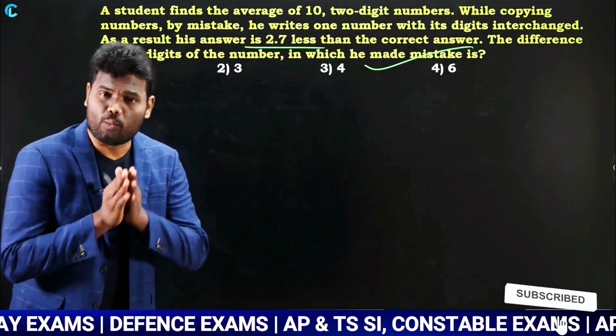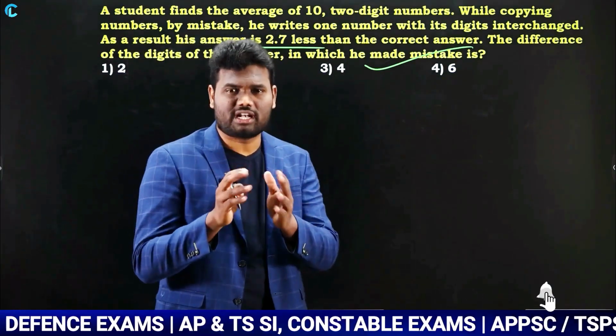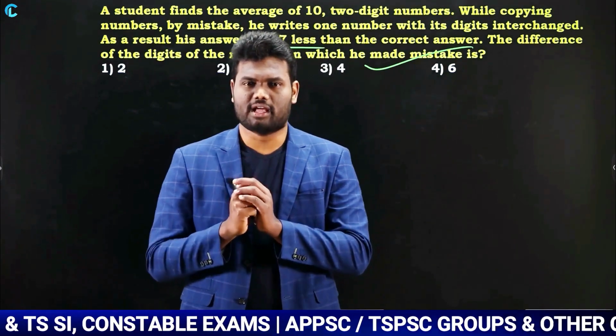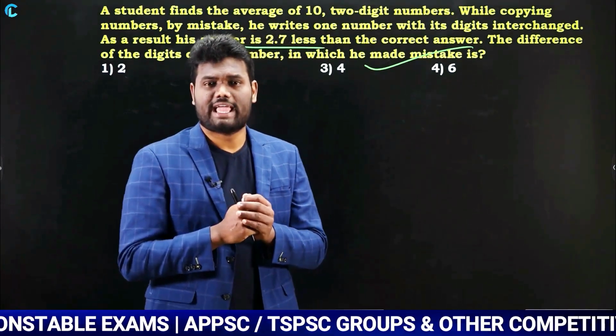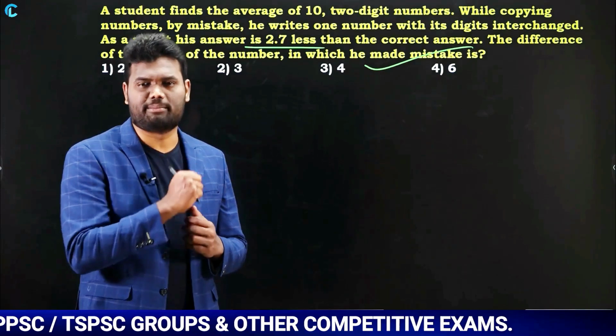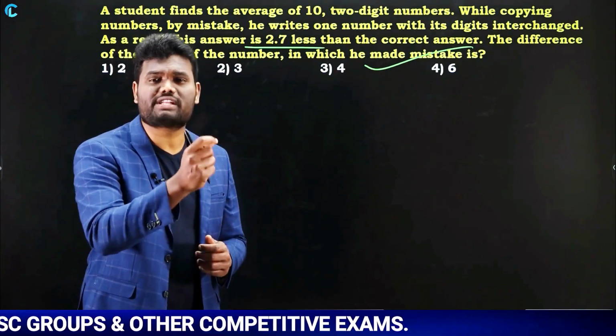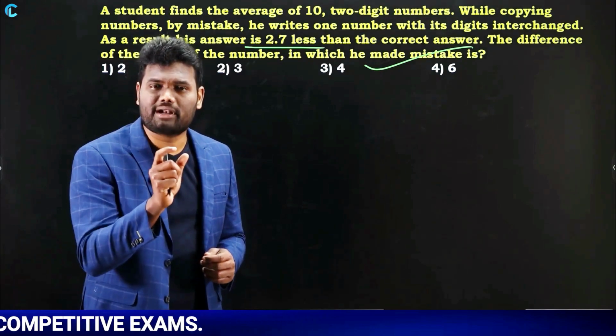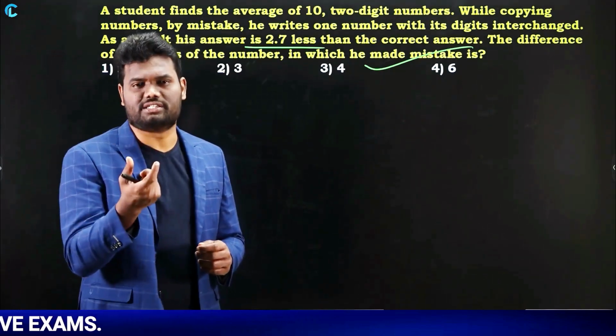Now this question is a very good question. Observe and read the question clearly, then solving this question will become easy. What this question is saying is, a student is trying to calculate the average of 10 two-digit numbers. While he is copying those numbers, mistakenly, for one number he has interchanged the digits.